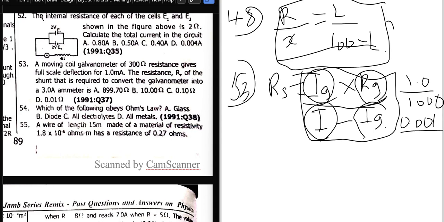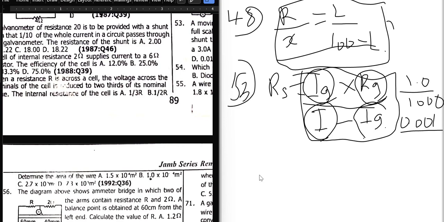We're now going to 55. So 55 says a wire of length 15 meters made of a material of resistivity 1.8 times 10 raised to the power of minus 6 ohm-meters has a resistance of 0.7 ohms. Okay, let's look for the other part of the question. Okay, so we've gotten the other part of the question.